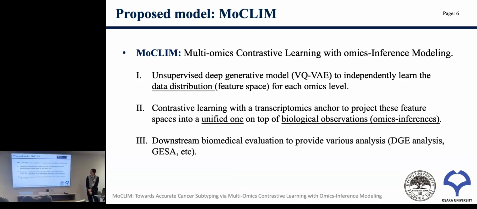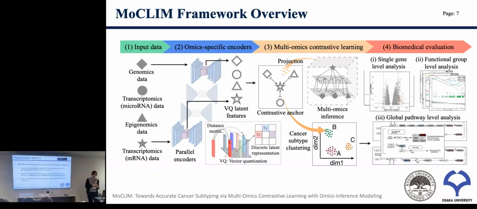To answer these questions, we propose our framework, which consists of three important modules. In the first one, we use unsupervised generative models to independently learn the data distributions for each omics layer. Next, we use contrastive learning with transcriptomic anchors to project this feature space into a unified one, also on top of the biological observations. For the last, we combine our framework with downstream biological evaluations, so it can provide various analyses about our results.